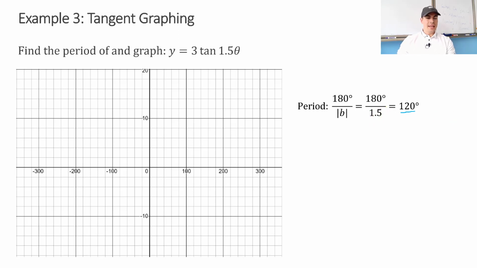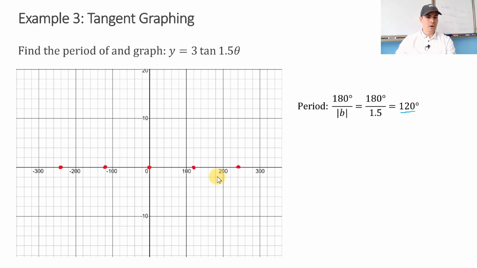Now, we know that tangent always starts at 0, right? Because tangent is sine over cosine, and when theta is 0, my sine is 0 and my cosine is 1. So I have 0 over 1. So I'm starting here at the origin every time for tangent. Now, I'm going to put a midline intercept at each period length duration. So every 120 degrees, I'm going to put a midline intercept here. So that's going to look something like this.